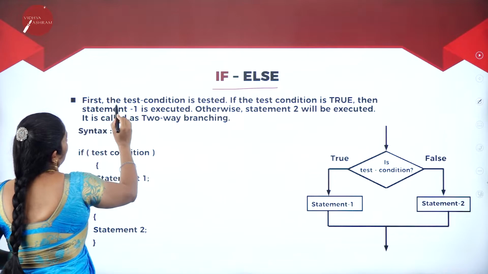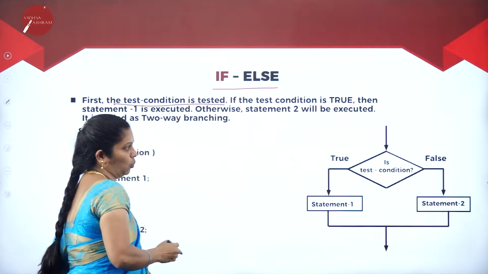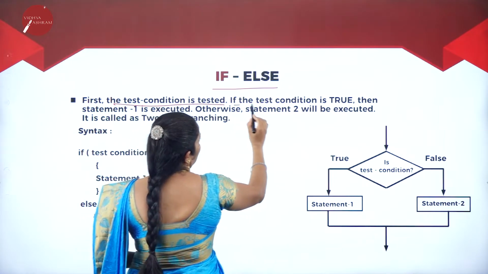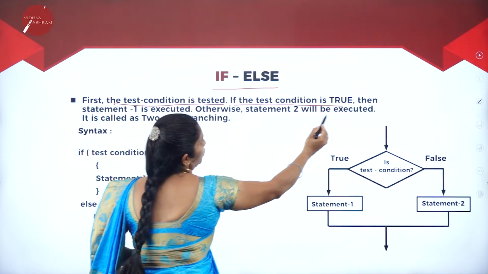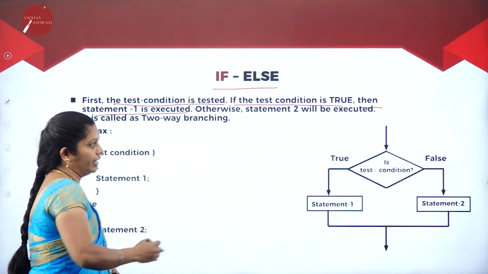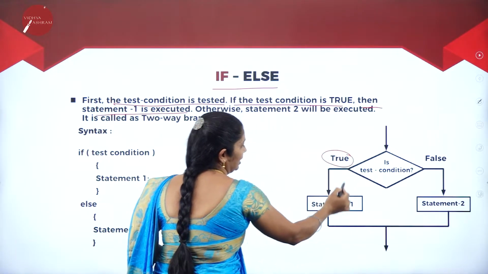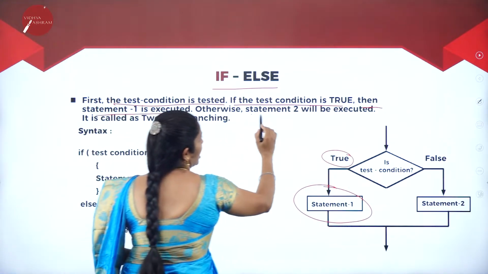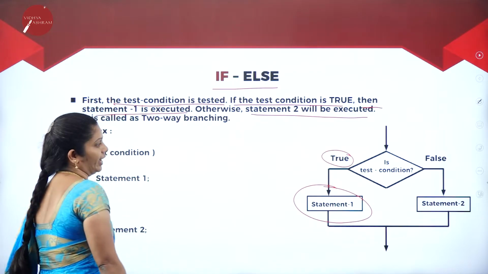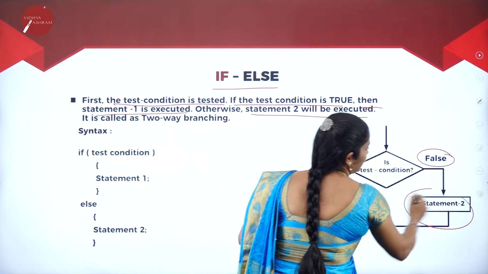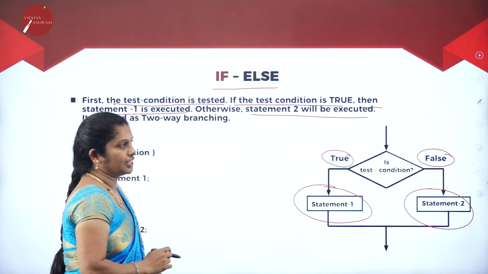Here, first, the test condition is tested. Whatever conditions we have, first it will check. If the test condition is true, then statement 1 will be executed. If it is true, then this statement here is going to execute. Otherwise, statement 2 will be executed. If this condition is not satisfied, if it is false, then the second statement here is going to execute.